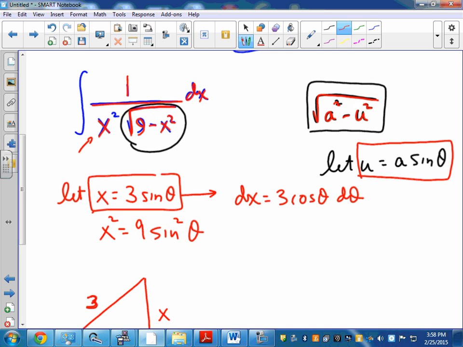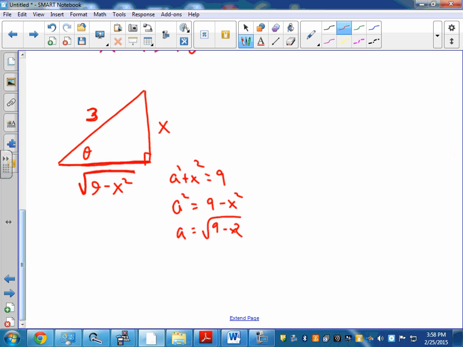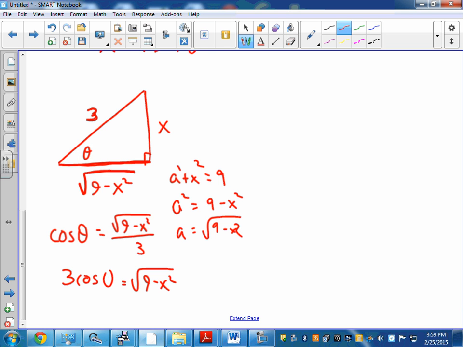Okay, and lastly, we need to figure out what that radical is. Well, let's look at the picture again. Would you agree that the cosine of theta, looking at this picture, is the adjacent side divided by the hypotenuse? I would hope that you would say that. So the radical, 9 minus x squared, is going to be 3 cosine of theta. Let that sink in just for a second.